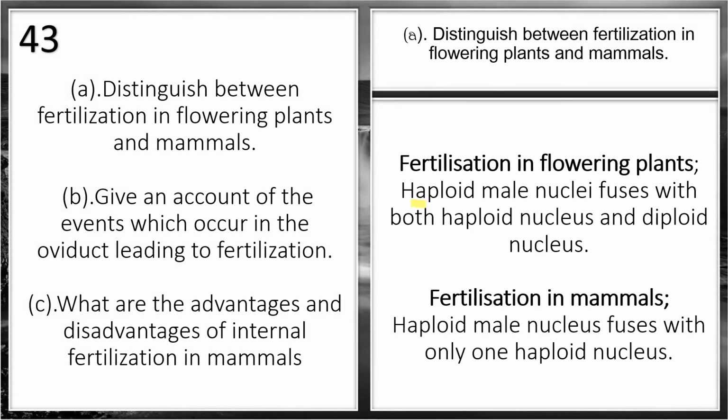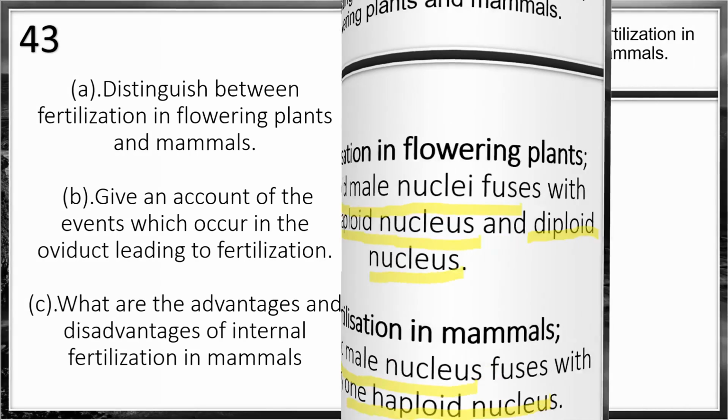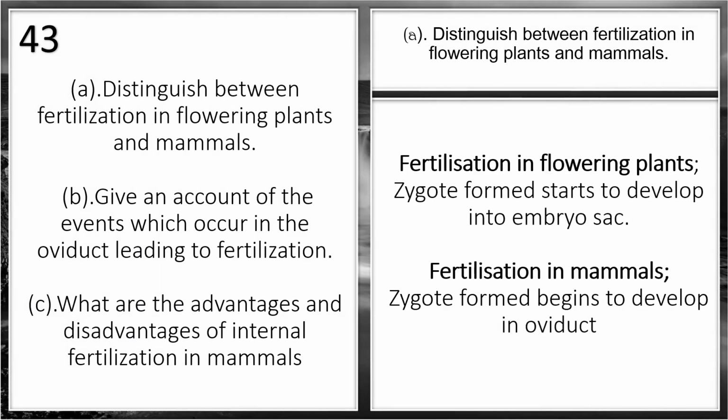In plants, a haploid male nucleus fuses with both a haploid nucleus and a diploid nucleus. In mammals, a haploid male nucleus fuses with only one haploid nucleus. In plants, the zygote formed starts to develop in the embryo sac. In mammals, the zygote formed begins to develop in the oviduct.